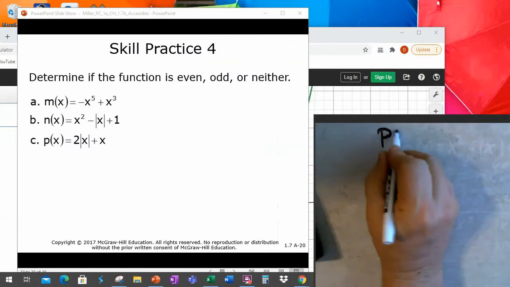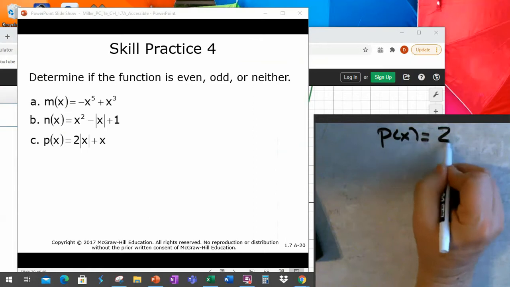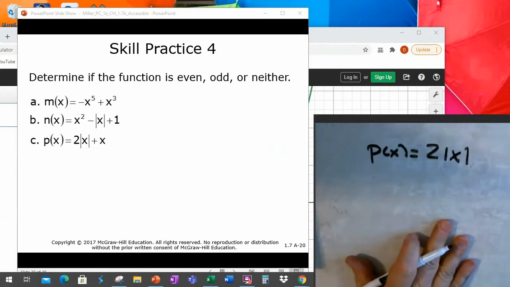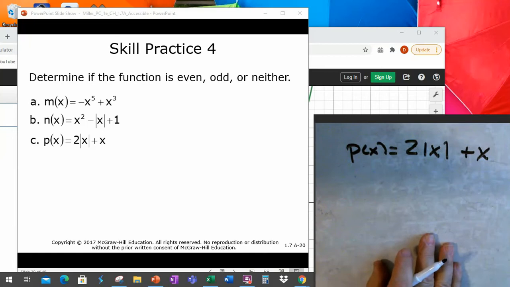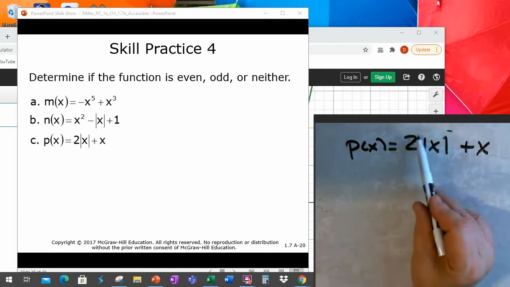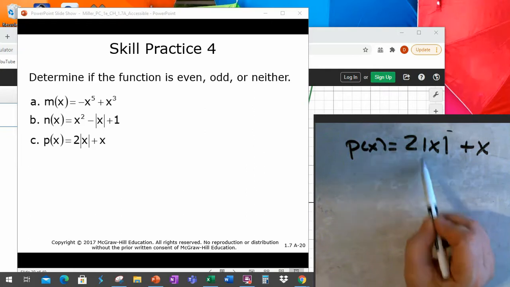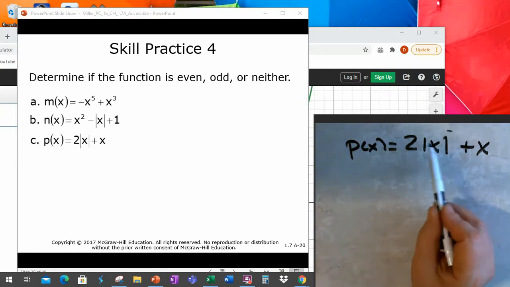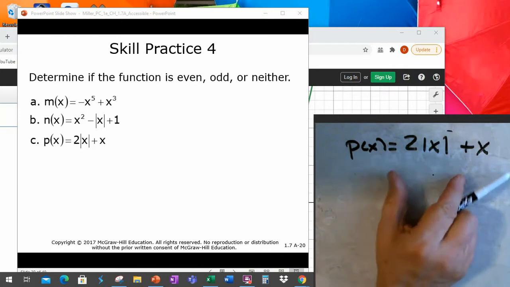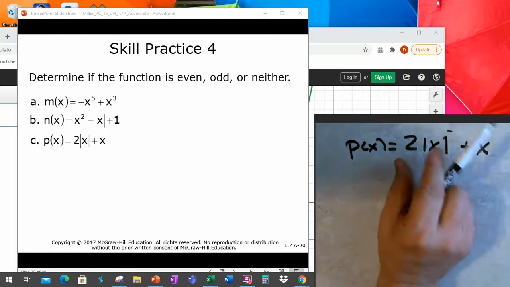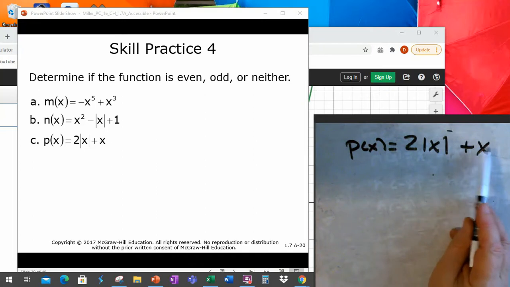So P of x equals 2 times the absolute value of x plus x. Okay, so let's do some preliminary analysis. At this point, this is what I'm thinking. I know what that looks like. That is that V-shaped function. That's even, that's symmetric with respect to the y-axis. The 2 is just a transformation. It's just going to tighten that thing up, a scaling. But what about if I add another function?